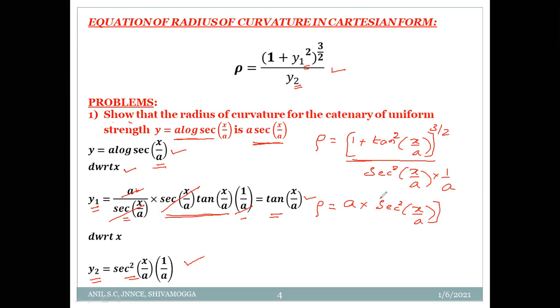Secant square x by a whole power 3 by 2, divided by secant square x by a. Therefore, rho is equal to a into (secant square x by a) whole power 3 by 2. You just cancel this 2 with this 2, 2 into 3 by 2 is 3. Therefore, secant cube x by a, divided by secant square x by a.